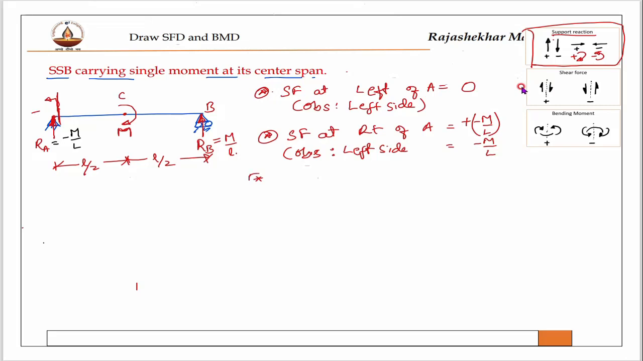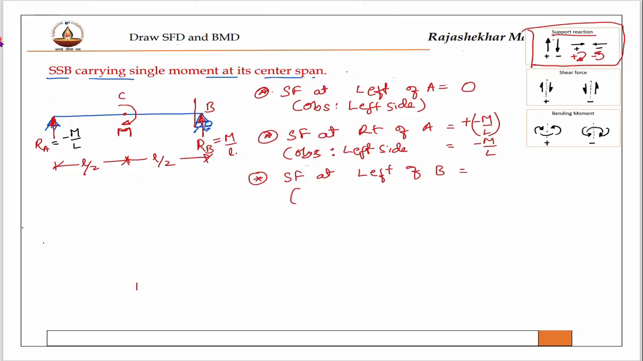Next, the third one, I will consider at M. No, not required, because I am doing shear force. At M is not required because that is not a vertical force. Now coming to shear force at left of B equal to, left of B means we'll consider left of B, that is this section.